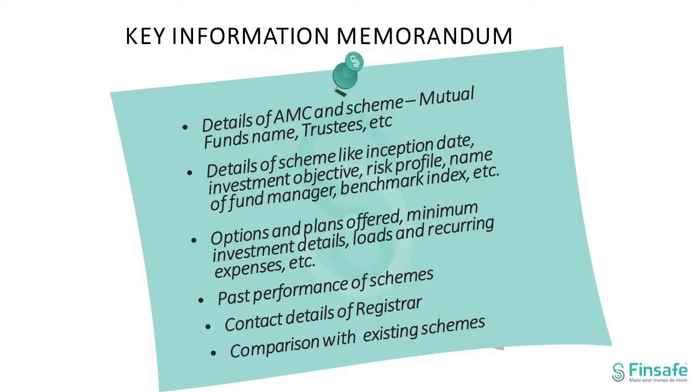So, the KIM really consists of the details of the asset management company and the scheme, such as the mutual fund's name, its trustees, and details on the scheme, like for example, when the scheme is opening, when it is closing, what the investment objective is, the risk profile, the name of the fund manager, the benchmark, etc., options and plans offered by the scheme, if there are any loads, and what the expenses in the particular scheme are. The scheme's past performance details are also mentioned, and contact details of the registrar and transfer agent, and comparison with existing schemes would form part of the KIM.